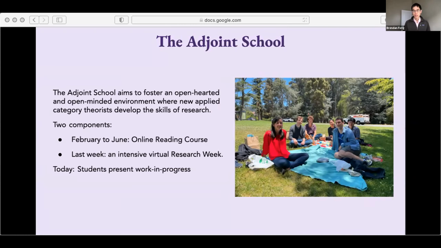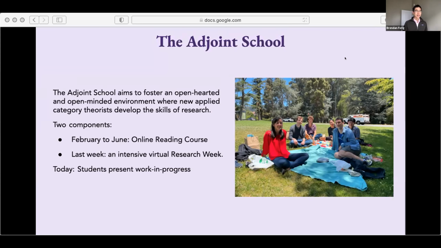The school begins with a competitive application process in December, January, and then has this 6-month online reading course in the first part of the year before an intensive research week that happened last year, sort of full-time. It's often in person, unfortunately not this year, but where everyone gathers, this year virtually, to work intensively on a problem that's set up by the mentors with the reading groups in mind. So the readings lead up to these research problems.